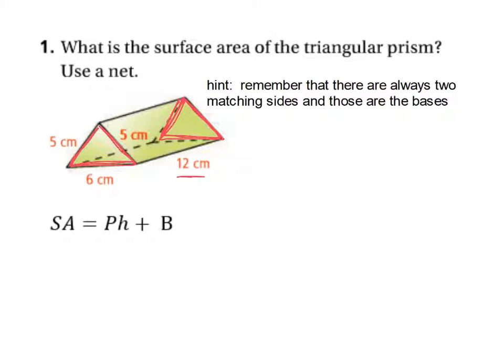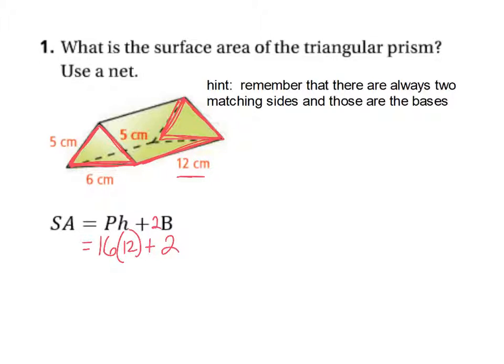Okay, so in your notes here, you can see I've goofed up. It says surface area equals PH plus, and there should be a 2 right here. So fix that in your notes. PH plus 2B. So let's fill in what we can. The capital P is the perimeter of the base. The base is the triangle, and the perimeter would be those 3 sides added up. So 5 and 5, that's 10, plus 6. The perimeter is 16. Now the height, if it were sitting on its bases, the height would be 12.